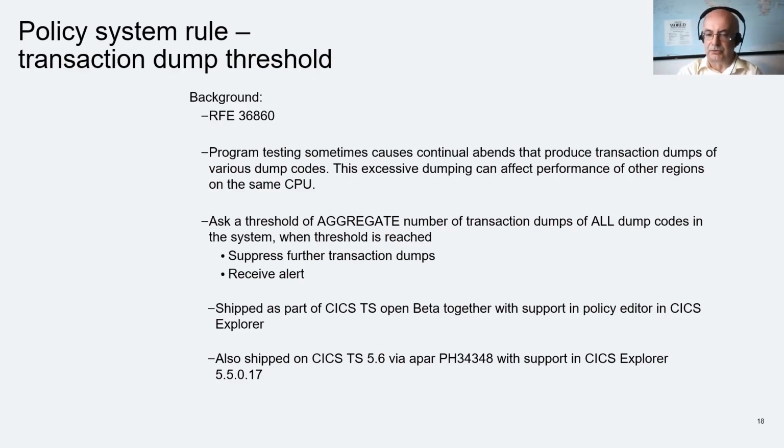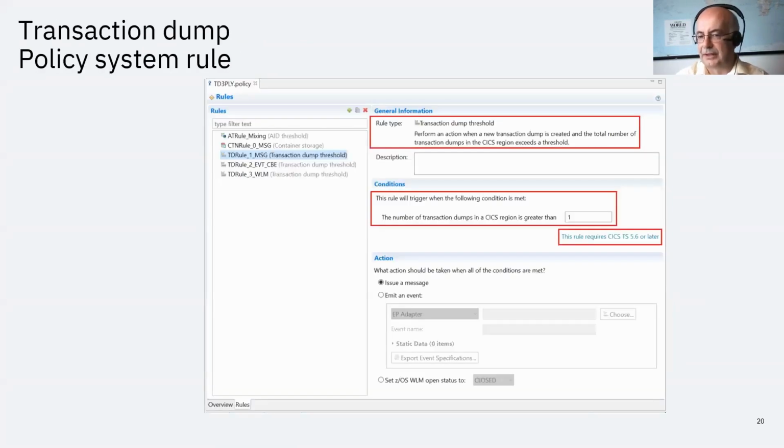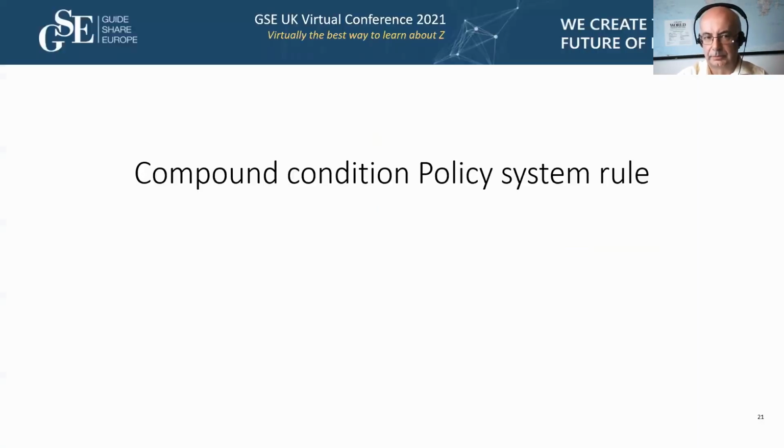So we've shipped this in the open beta, again with the policy editor changes, and we've also backported that to 5.6 via the APAR you can see on the screen, with Explorer this time 55017 or higher. So again, a couple of screenshots, transaction dump threshold, and it just allows you to specify how many total number of transaction dumps you will allow from this region. Fairly straightforward. And I think this is the last one on policy.